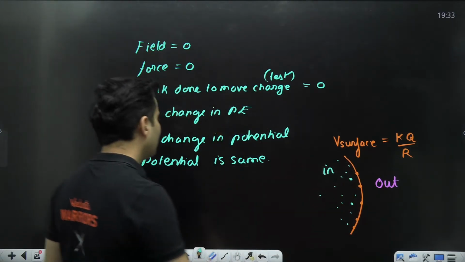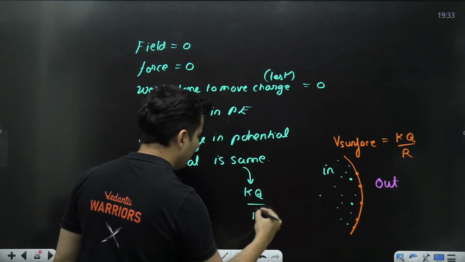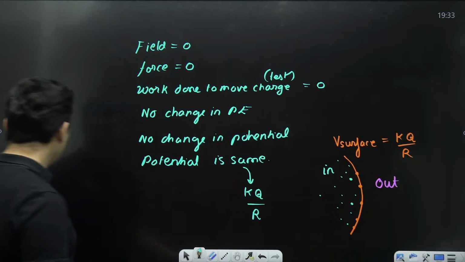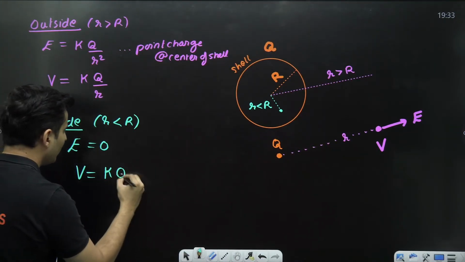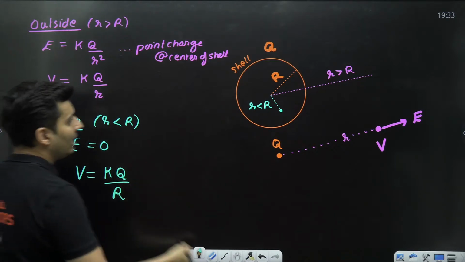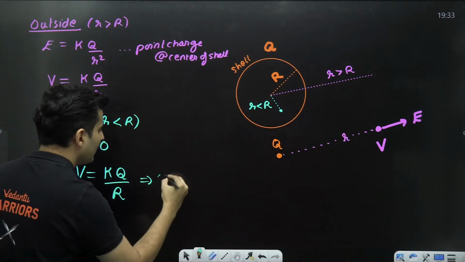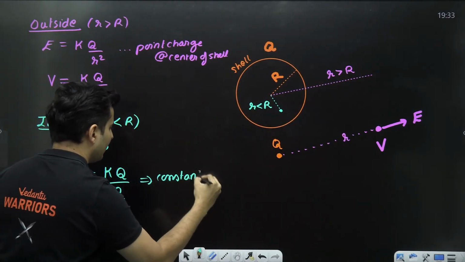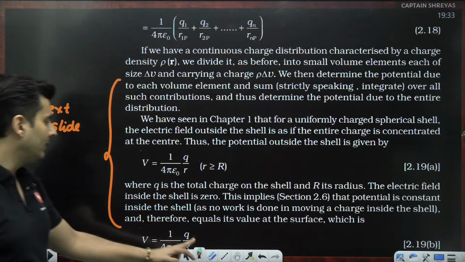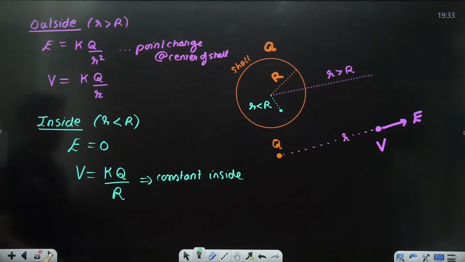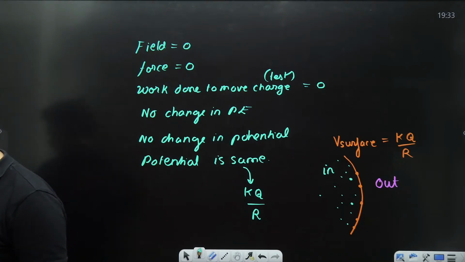That means if it is the same, how much should it be? It will still be kq divided by r. This is the radius of the shell. Be very, very careful. This is not small r, it is capital R. So it is not dependent on where you are. It is basically constant inside. That is what they have done over here. That is the explanation of this particular paragraph. Is this logic explanation clear, everyone?